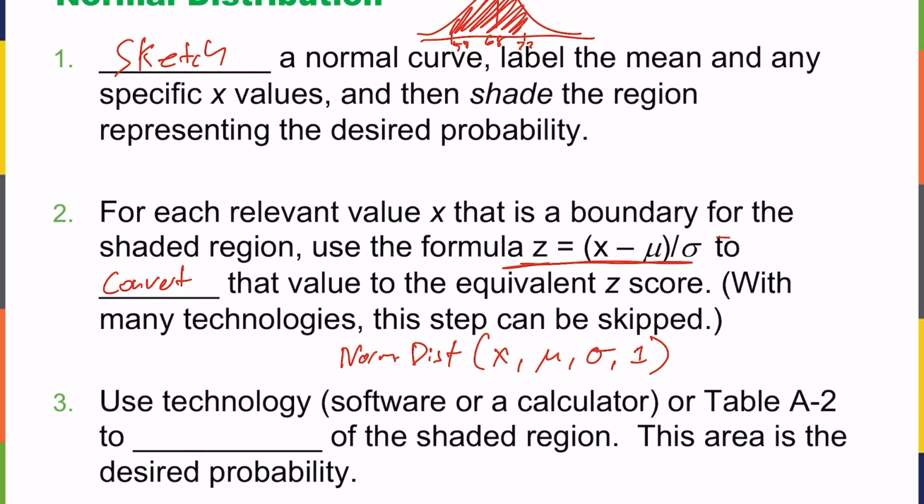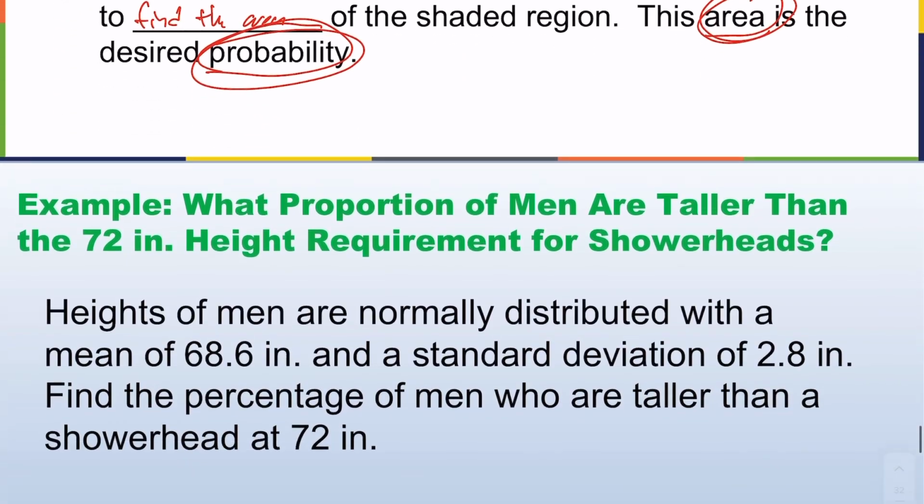Okay, use technology software or a calculator or a table or a lookup table to find the area of the shaded region. This area is the desired probability. Area equals probability, folks. Area equals probability.